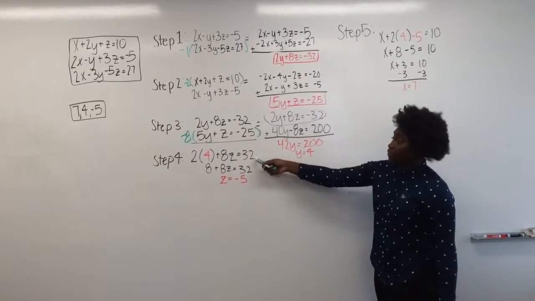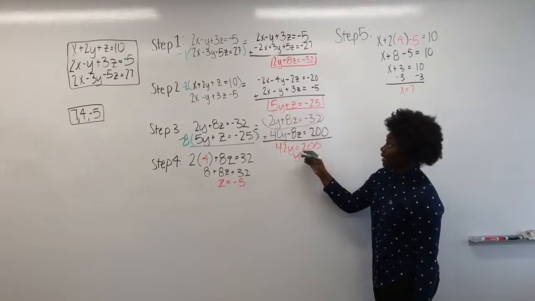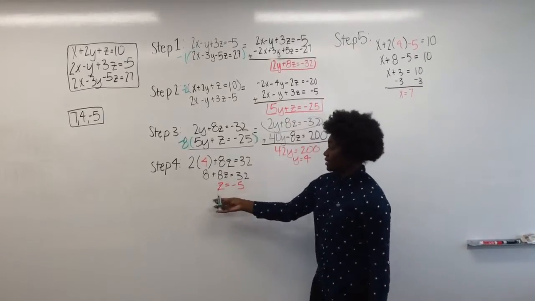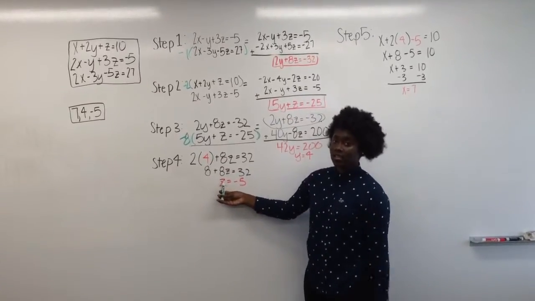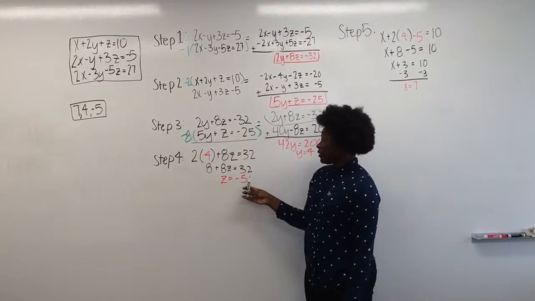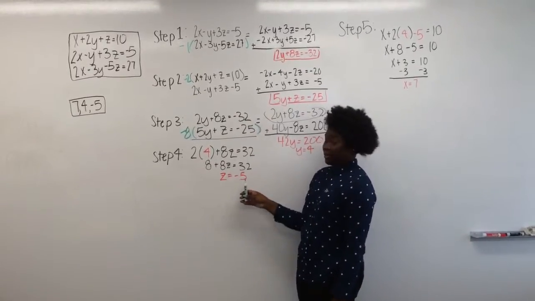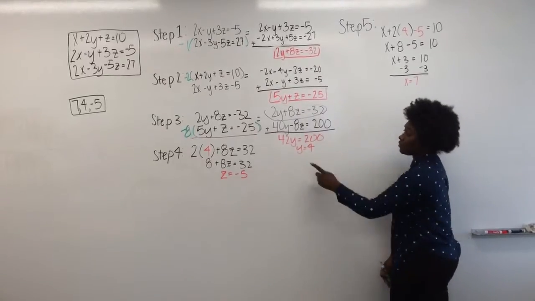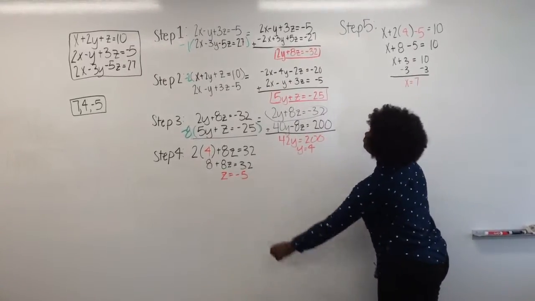I then, for step 4, plug in y into this equation and get 8 plus 8z equals 32. You then subtract both sides by 8, and you get z equals -5. So now you have y and you have z.